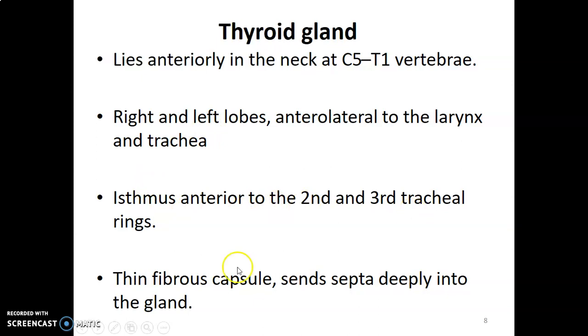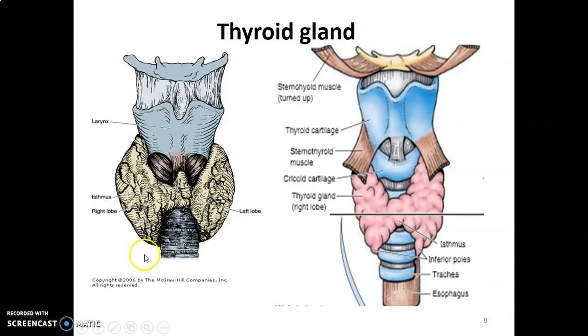It's usually covered by a capsule. So if you're to describe the histology of the thyroid, it's surrounded by a fibrous capsule, and the capsule sends in septa to divide the gland into lobules. So this shows you the lobes and the isthmus. This is the pyramidal lobe that tends to come from the isthmus. So these are the lobes.